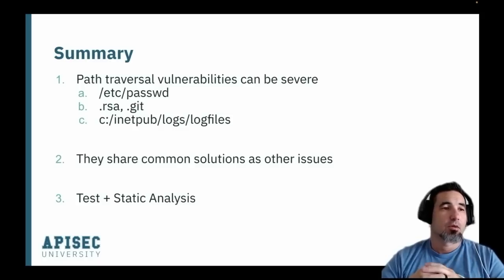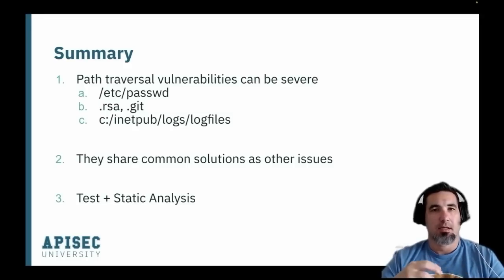So as a quick review, path traversal vulnerabilities can be really severe. They shouldn't occur that often, but you should definitely look at anything that dynamically includes things from the file system, anything that dynamically accesses the file system in your code. They should be easy to find by those patterns.